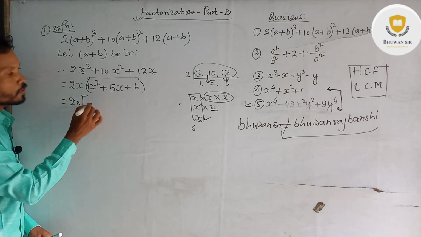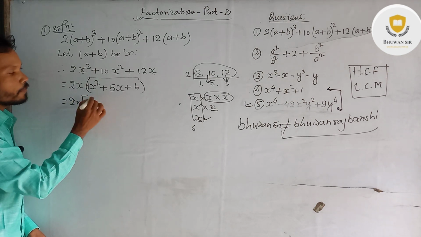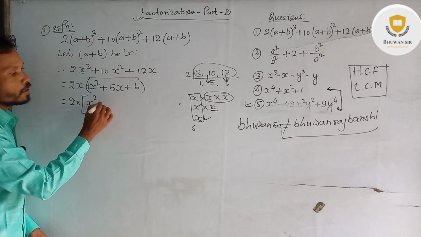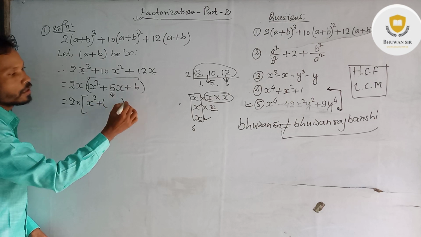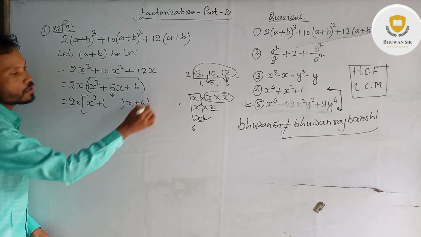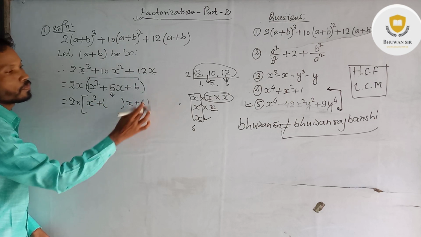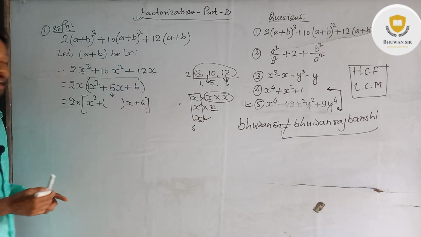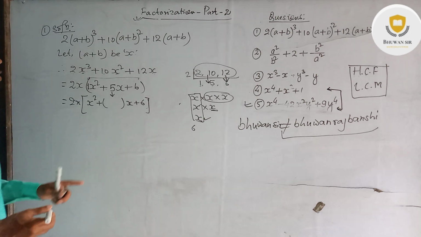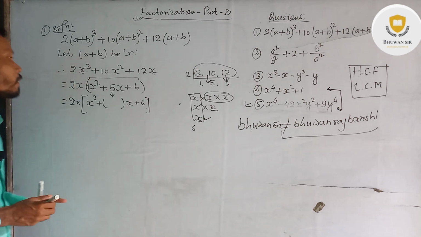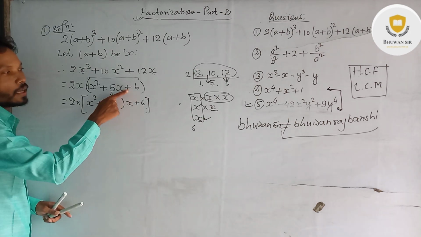2x, the best option is, you can save your time: x square plus, in place of 5, how much shall we write? x plus 6. Is there any confusion? I think there is no confusion because I have already explained these things in part 1.